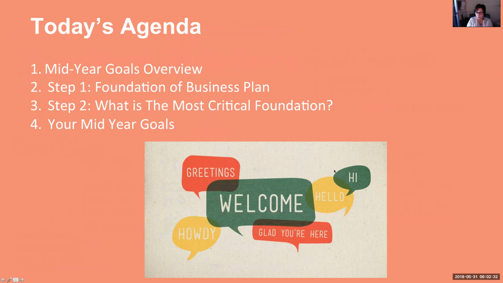So we're going to review our 90-day mid-year goals. And I'm going to start off with the foundation of your whole business plan, but really it's great to review it at mid-year, because if you understand those foundational things, then it makes that planning much easier. And we're really going to focus in on the most critical of those foundations, and then we're going to jump right into your 3-year, 1-year, 90-day, and what you should be doing right now in the mid-year.